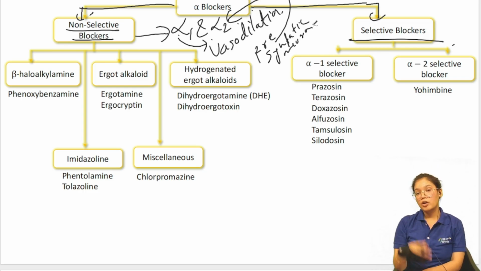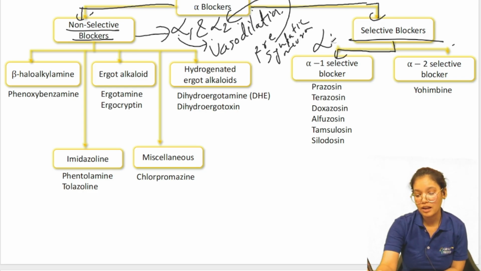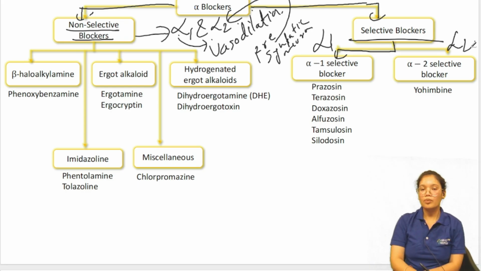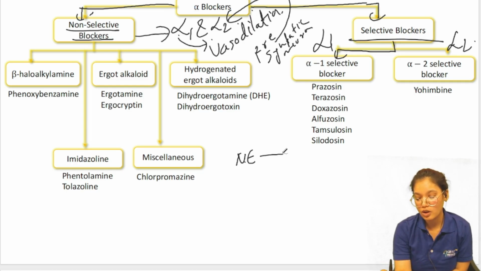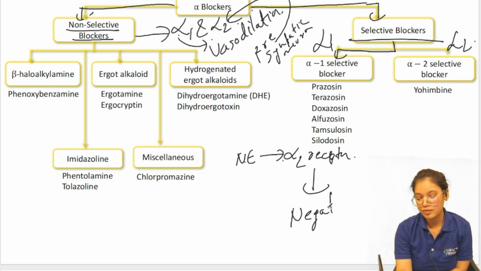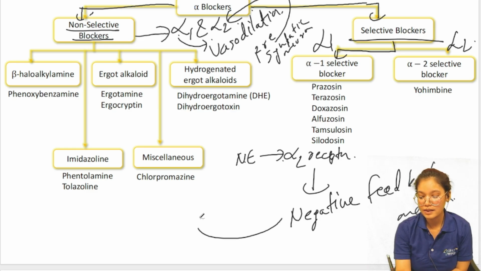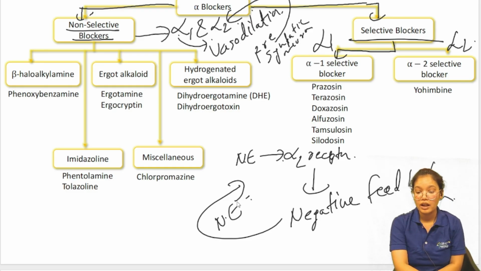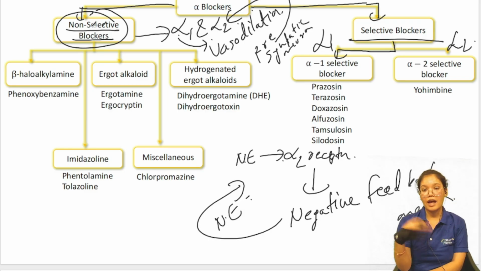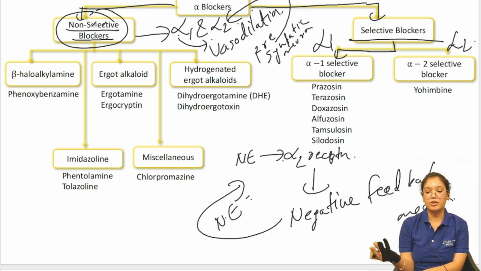Now talking about the selective blockers, these selectively block either the alpha 1 or the alpha 2 receptors. Now norepinephrine acts at the alpha 2 receptors and results in a negative feedback mechanism, that is, it blocks the release of norepinephrine. Now these non-selective blockers act on both the alpha 1 receptor and the alpha 2 receptor.